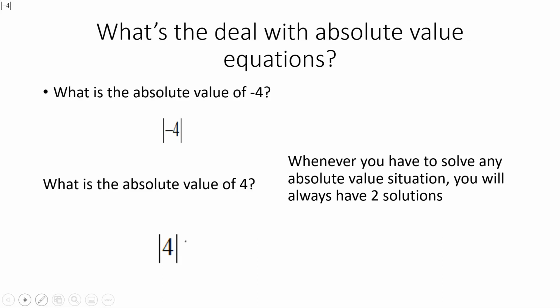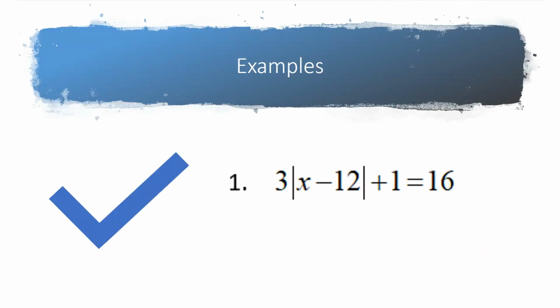Okay, so think about what the absolute value of -4 is. That's 4. The absolute value of +4 is 4 because absolute values are the distance away from 0 on the number line. So an absolute value is always positive, okay? So whenever you have to solve any absolute value situation, you're always going to have two solutions. And the reason I say situations is after this, we're going to move on to inequalities, and you also have to have two solutions for these. So let's go on to an example so you can see.